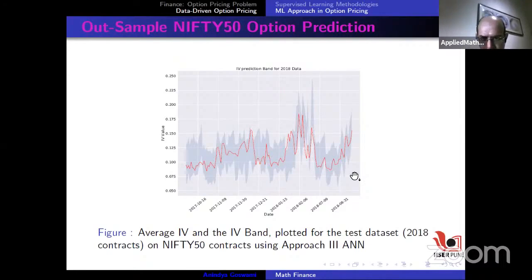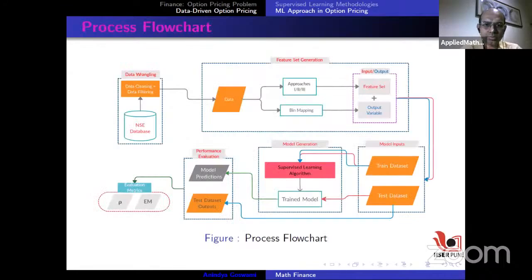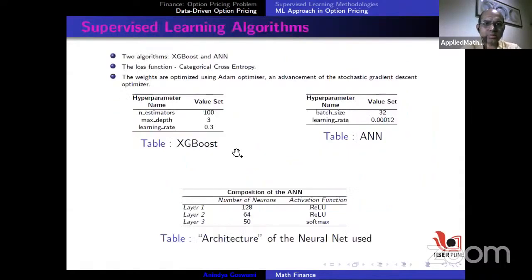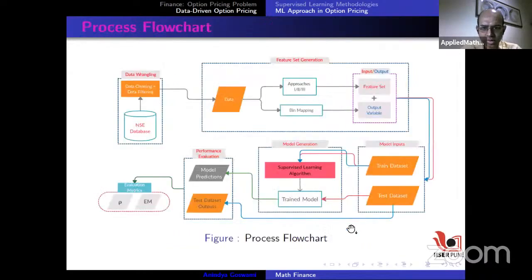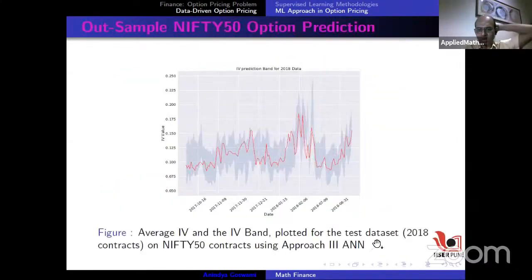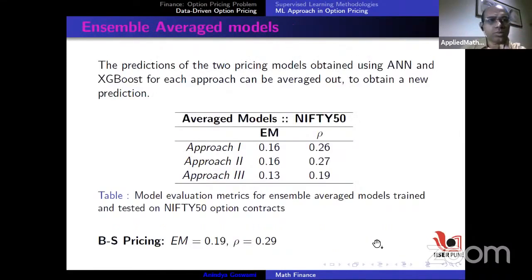So this experiment was done for Nifty 50 data using approach 3, and in approach 3 also, as for every approach, there are 2 different supervised models, correct? So here the XGBoost and ANN. And here this is about the artificial neural network model.